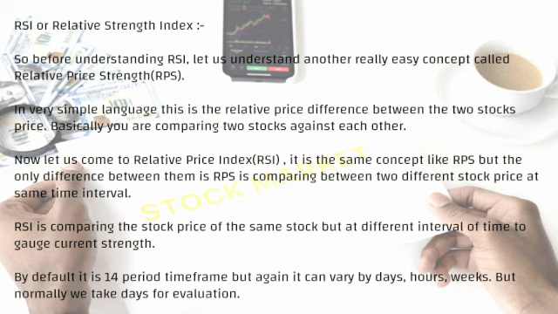Now let us come to relative strength index, RSI. It is the same concept as RPS, but the only difference is that RPS compares two different stock prices at the same time interval. RSI compares the stock price of the same stock but at different intervals of time to gauge current strength. By default it is a 14-period time frame, but again it can vary by days, hours, weeks. But normally we take days for evaluation.